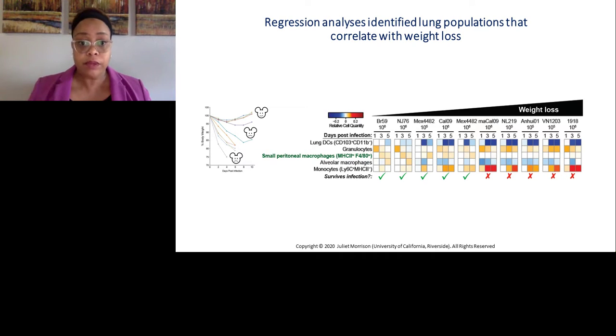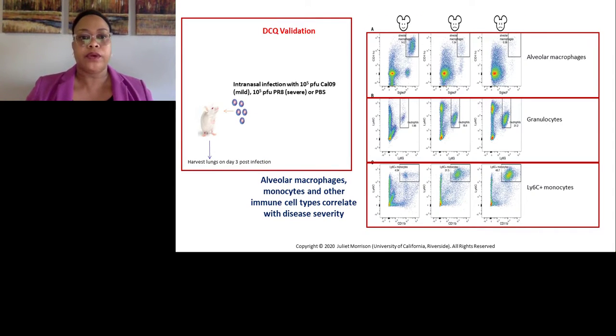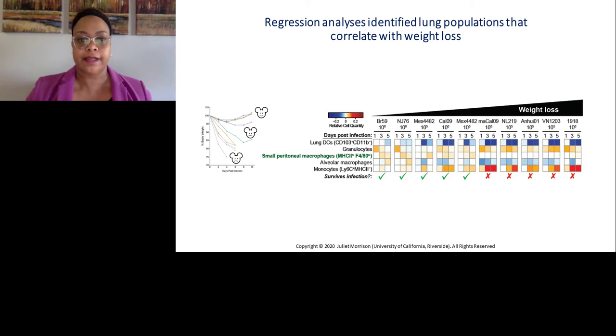After we got the results of the DCQ, we then used statistical analyses to correlate the presence of these different populations from ImGen with the weight loss that we found in these animals. And you can see here that we see a prediction of lung DCs being decreased as the disease intensity increases.